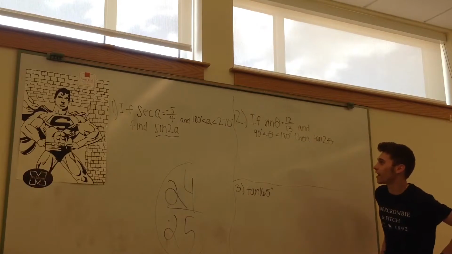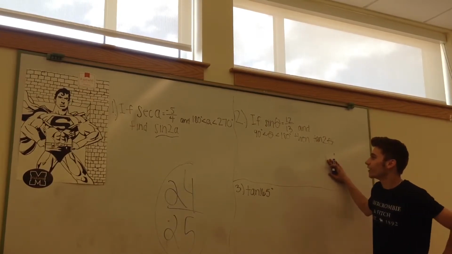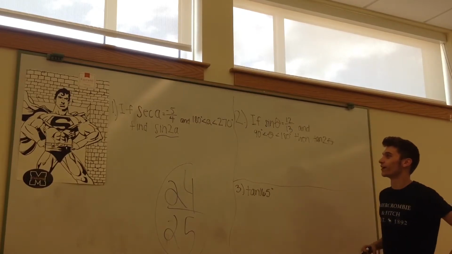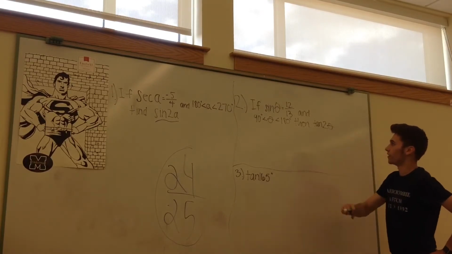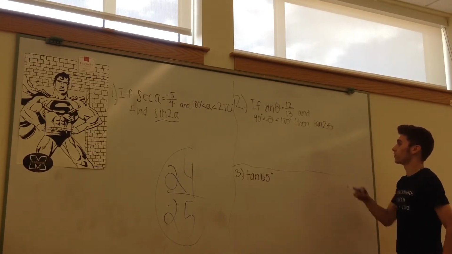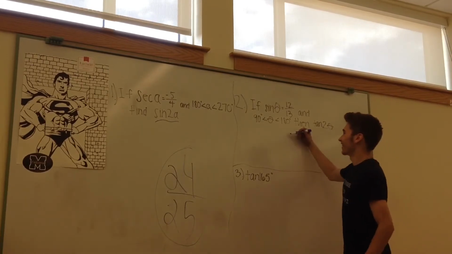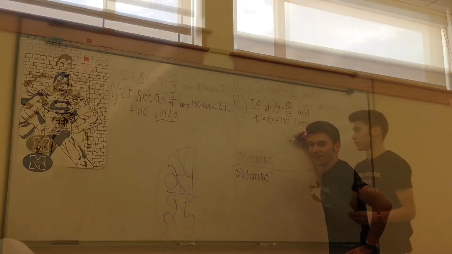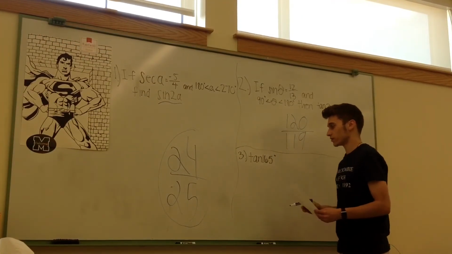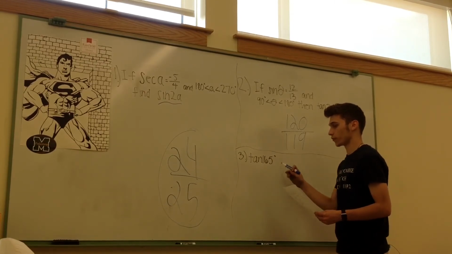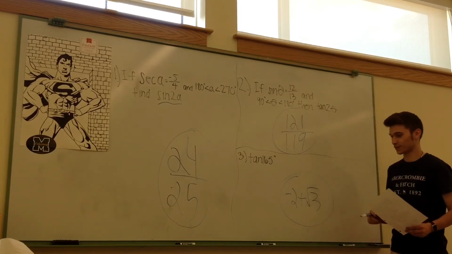So it's if sine theta equals 12 over 13, and 90 is less than theta, but theta is less than 180, right? Then find tan 2 theta, right? All right. Pause the video, and we'll go over the answer, which is negative 120 over 119. All right, so we're going to go on to tan 165. Don't forget the degree. We're going to go over that now. Okay, so the answer is negative 2 plus square root of 3.